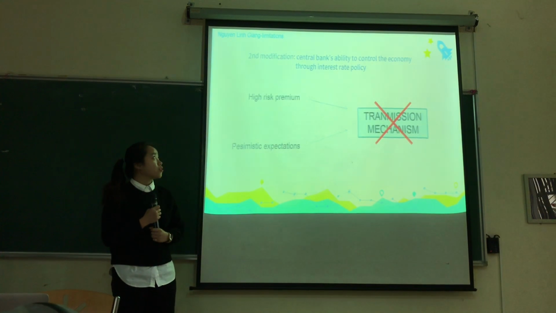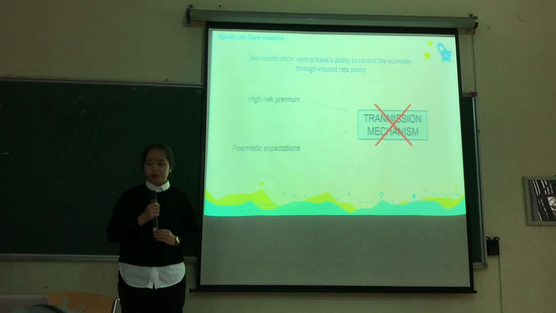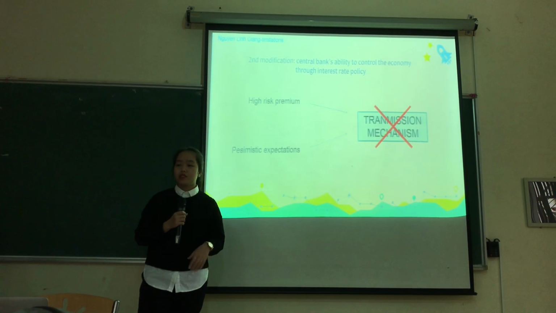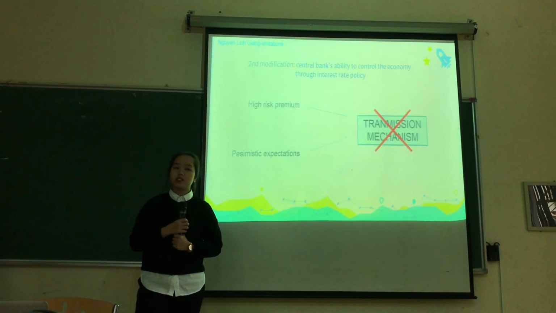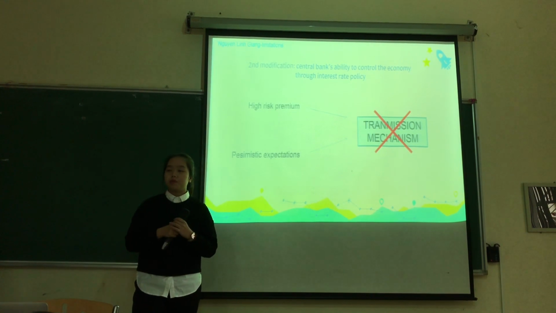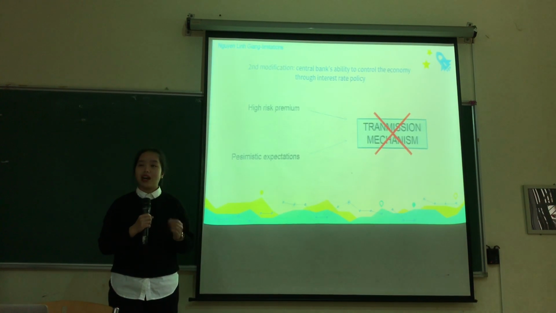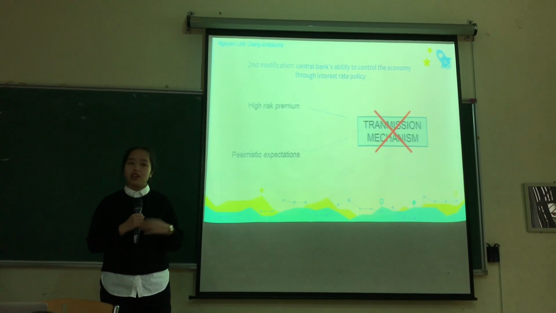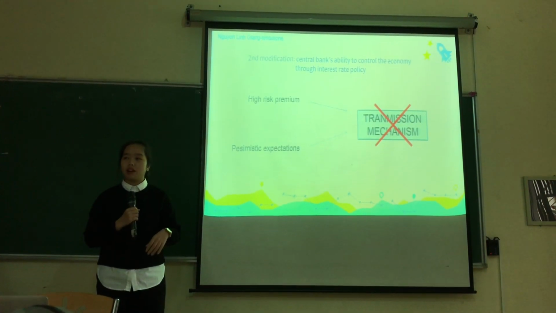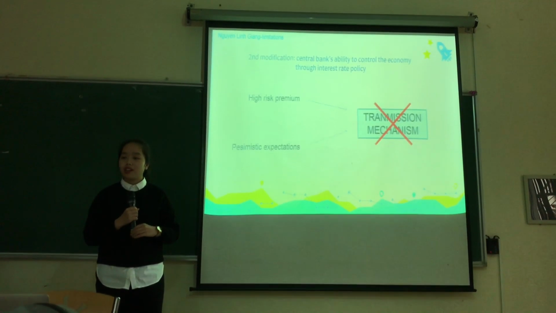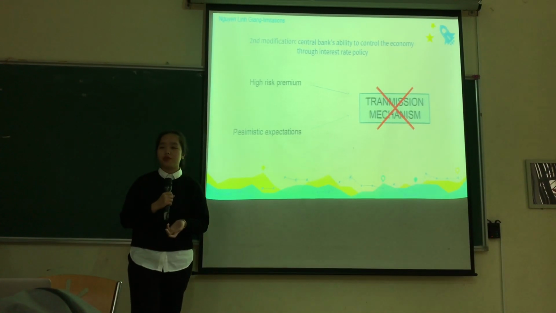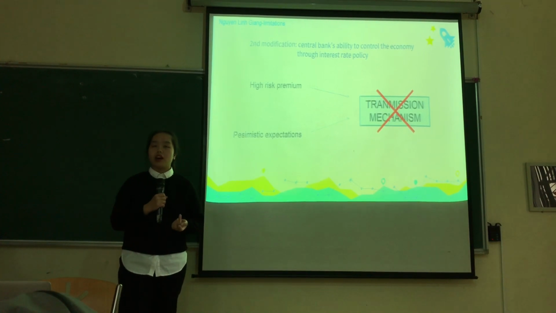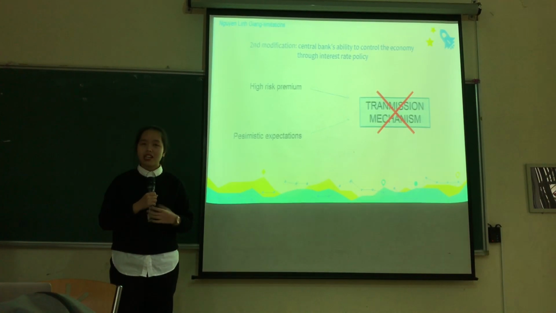And the second modification is that during recessions, a high-risk premium combined with pessimistic expectations can disrupt the transmission mechanism. If banks do not pass on lower costs induced by a central bank's cut in the interest rate, and in addition, pessimistic expectations from investors also reduce the investment demand.